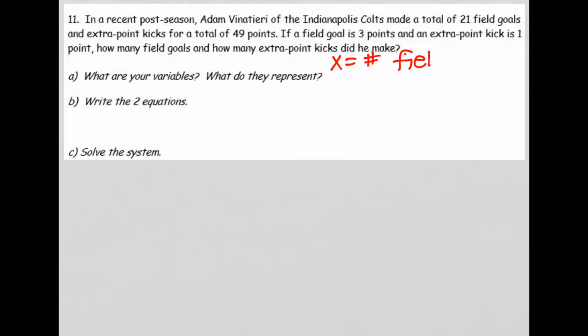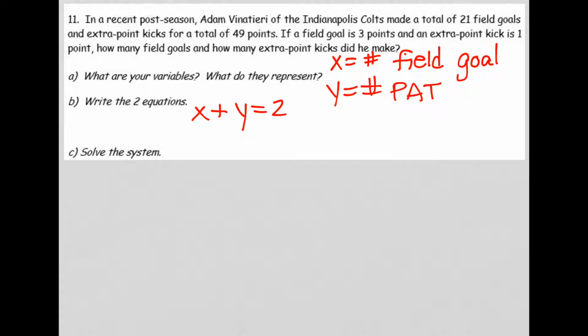We don't know how many times he kicked a field goal, but we do know that all the field goals plus all of the point afters, I'm going to just call this a PAT, that extra point. The number of field goals plus the number of point afters, extra points, was 21. So one equation is going to be that however many field goals plus however many extra point kicks equals 21. That's how many times he successfully kicked the ball.